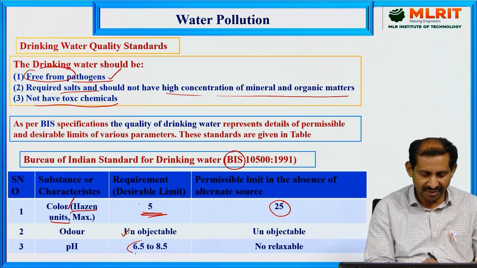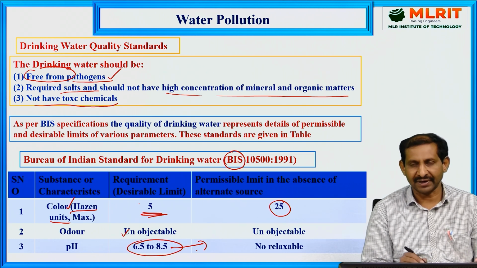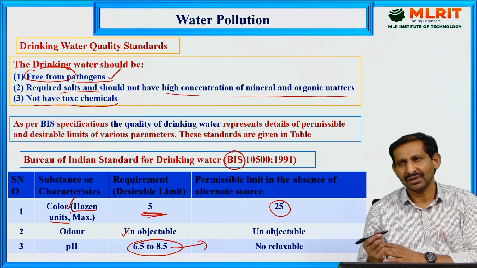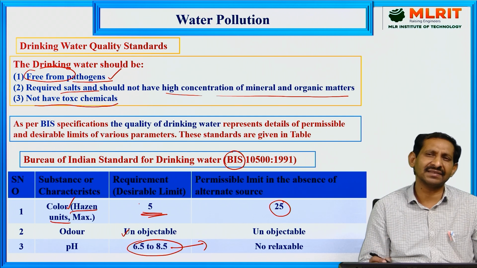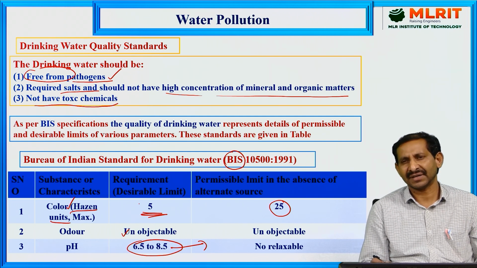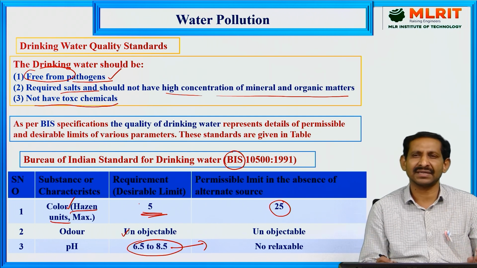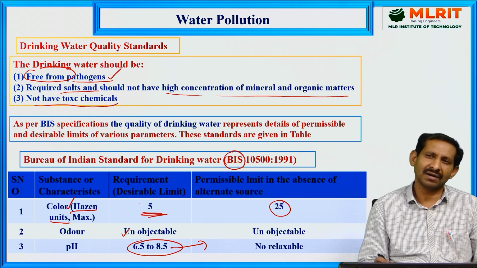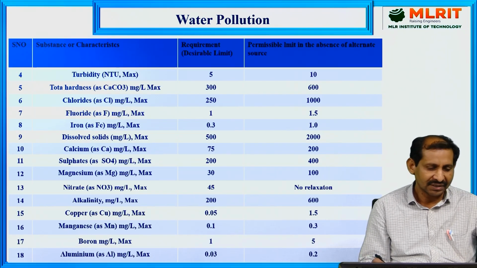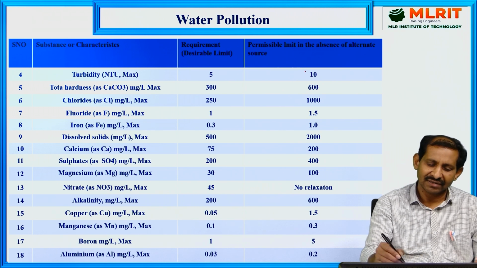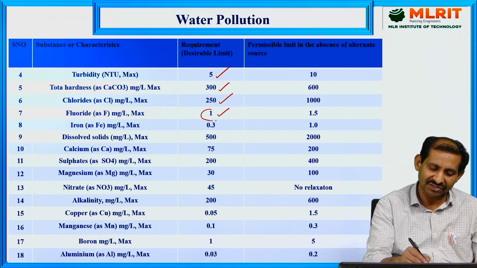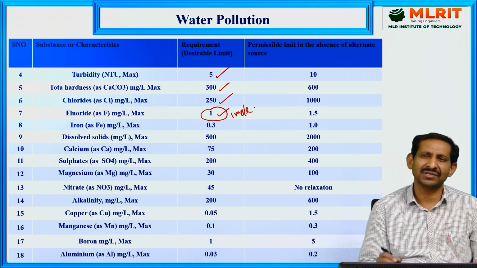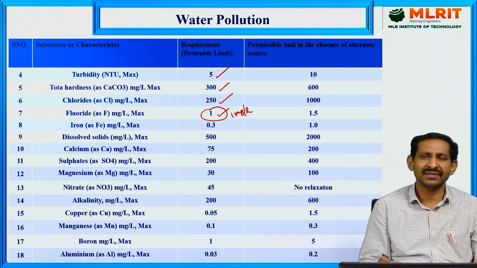The pH must be 6.5 to 8.5. If it is more or less than that, it affects aquatic life and human beings. Water that is too acidic or too basic is not good for human beings and aquatic life. In the continuation of this slide are turbidity, total hardness, chlorides and fluoride. Fluoride is just 1 mg per liter; only 1 mg per liter is acceptable, because if the concentration is higher, fluorosis occurs.